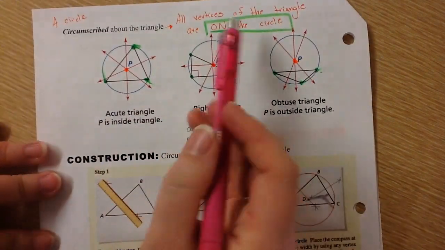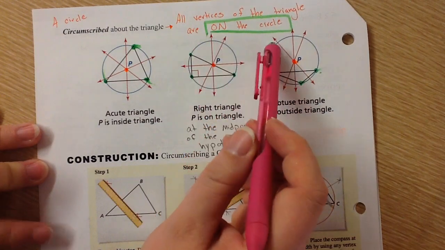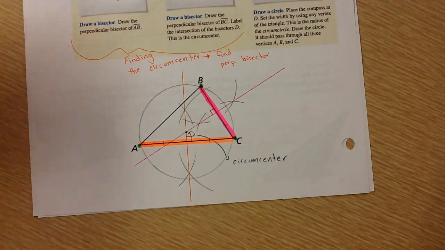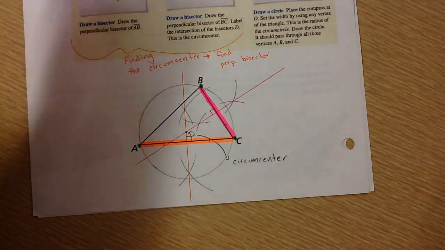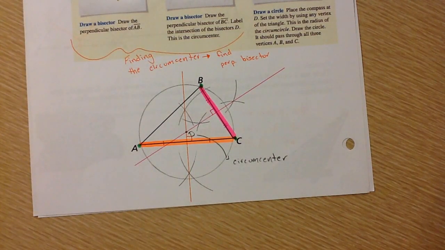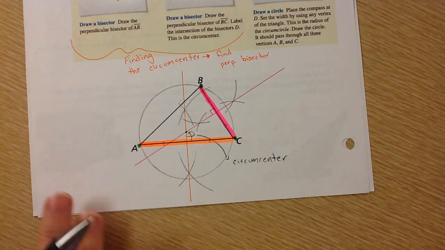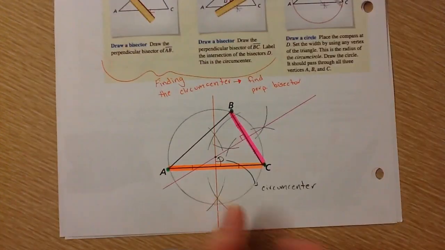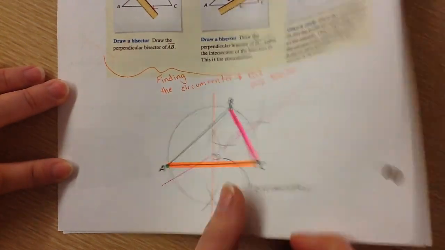Because to circumscribe a circle about a triangle, all the vertices of the triangle have to be on the circle. All the vertices of my triangle are there on the circle. So we've now seen how to find that circumcenter and circumscribe a circle using our constructions, our compass and our straight edge. Now we're going to look at how to do it using coordinates, if it's on a coordinate plane.